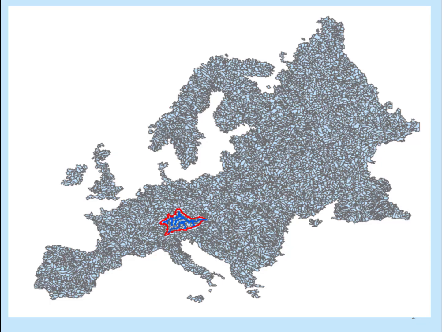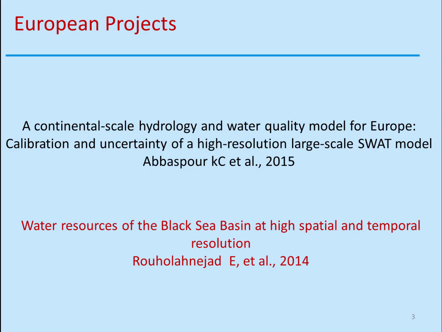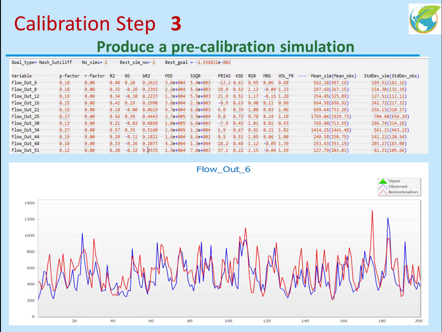This was part of our larger European project, as you remember, the details of which you can find in these two articles. In the first video, I showed you some pre-calibration steps just to make sure that your model is correct before you try to calibrate it. And at the end of this, we produce a pre-calibration simulation. As you recall, the pre-calibration simulation is the initial simulation of your model without any calibration. And here we decide whether we can go ahead with calibration or not.